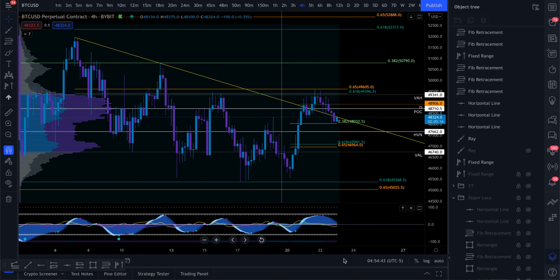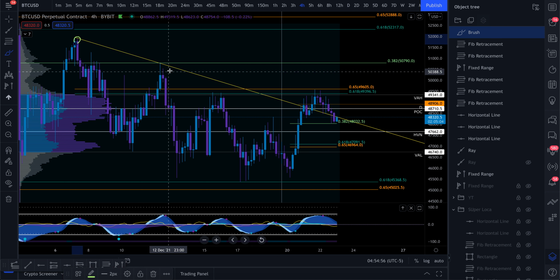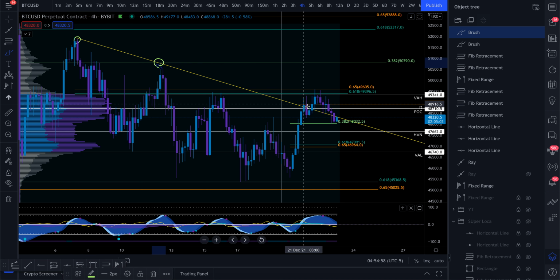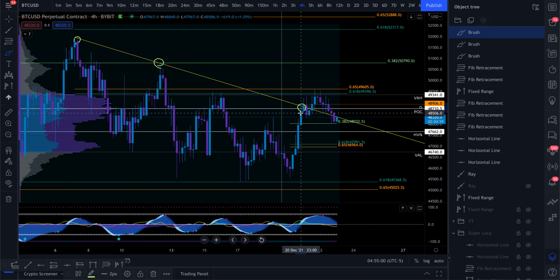All right, y'all. So let's get into it. I want to start with this yellow diagonal area of resistance that we have been respecting multiple times in the past. So we can see that we had this yellow line, tapped it once, tapped it twice. Now we broke out of this resistance.